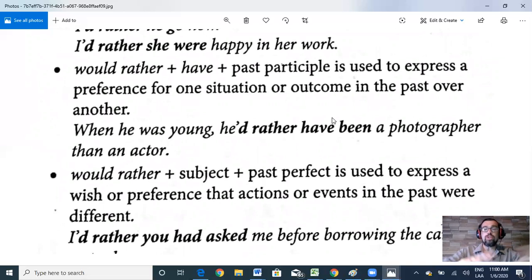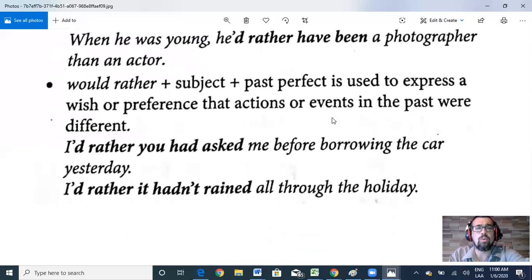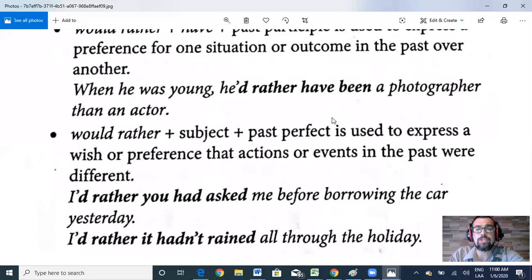For example, when he was young, he'd rather have been a photographer than an actor. Okay, so it's a preference. Well, what is his preference? Photographer, but he's an actor. Okay. Now, would rather plus subject plus past perfect is used to express a wish or preference that actions or events in the past were different.